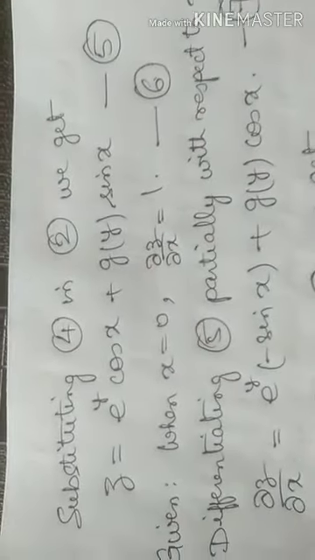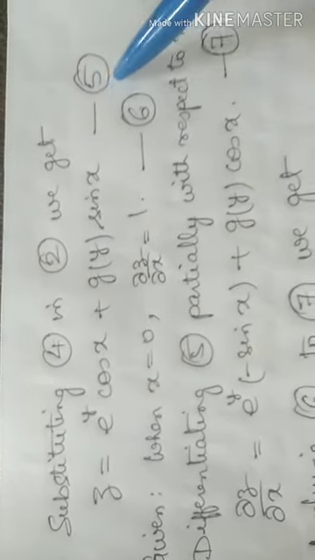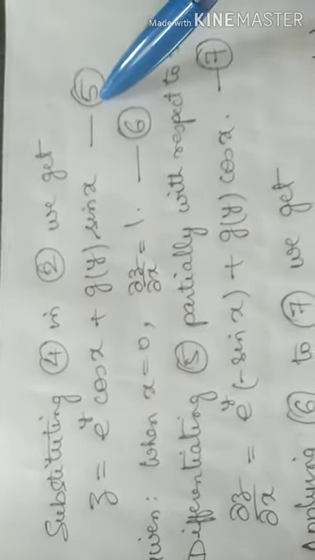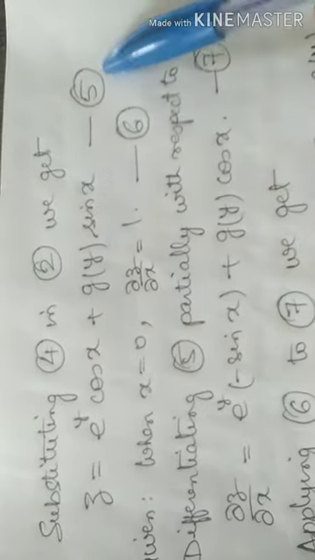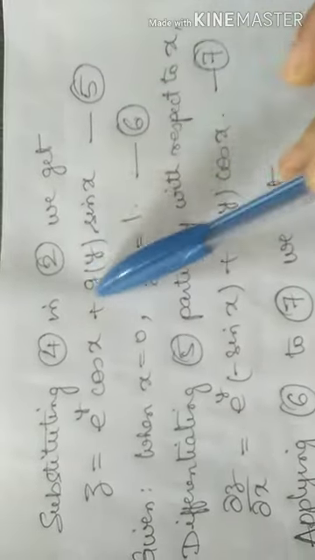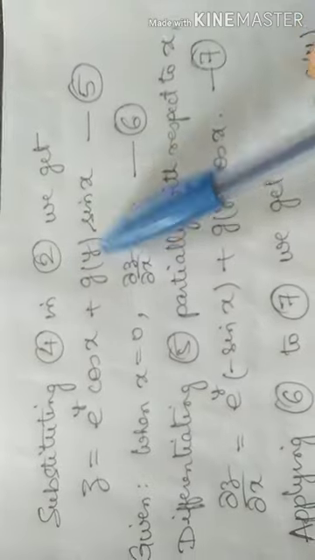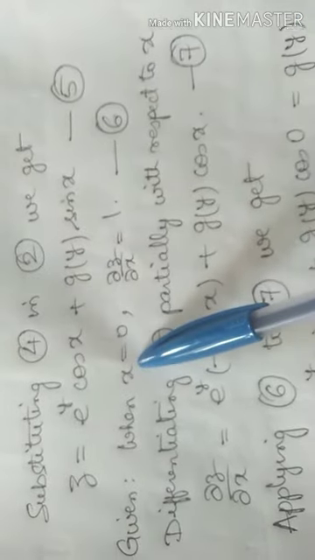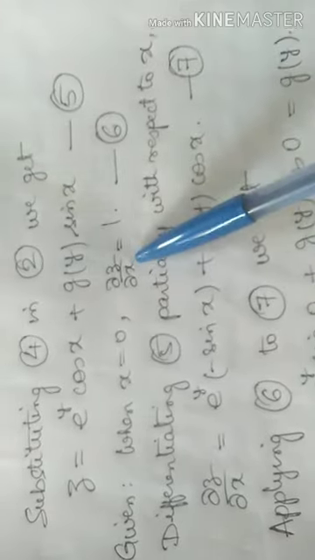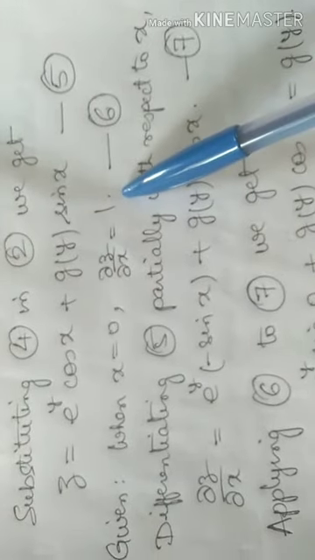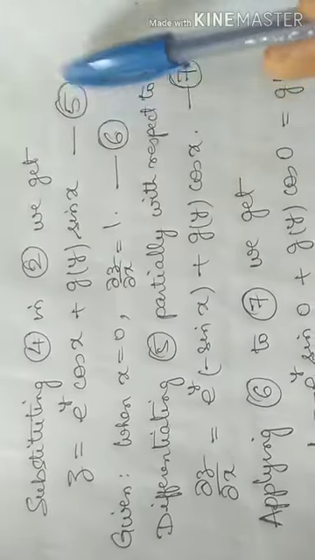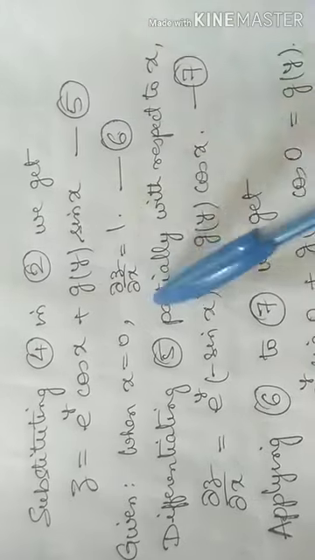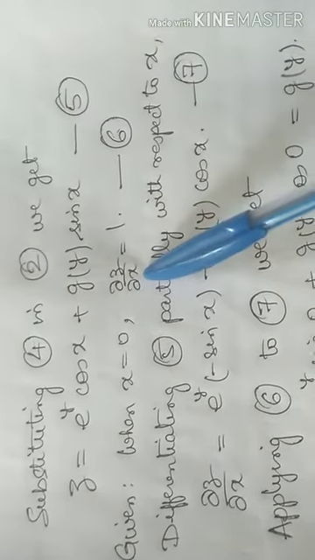Now substituting the f(y) value in equation 2, we get z = e^y cos x + g(y) sin x. We number this as 5. We have yet to find the value of g(y). So let us apply the second condition given here. When x is equal to 0, ∂z/∂x is equal to 1. Since a partial derivative is involved here, equation 5 has to be differentiated with respect to x, and then we can apply this condition.